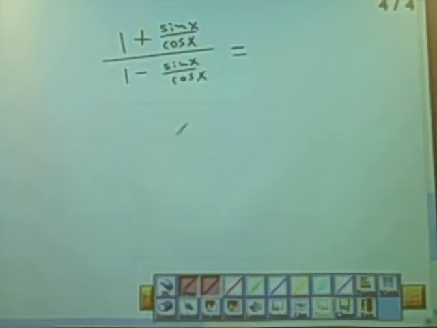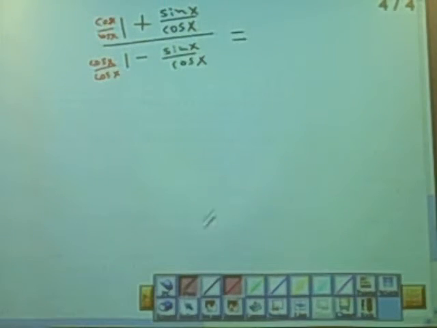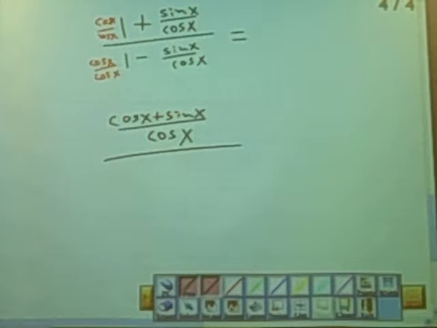So for the 1, we need a common denominator to combine. We put cosine x over cosine x for that one, and cosine x over cosine x for the denominator as well. So what we have here is cosine x plus sine x over just cosine x, and all of that is over cosine x minus sine x, because here's a cosine x times 1, so that'll be cosine minus sine. And that's all over one common denominator, cosine.